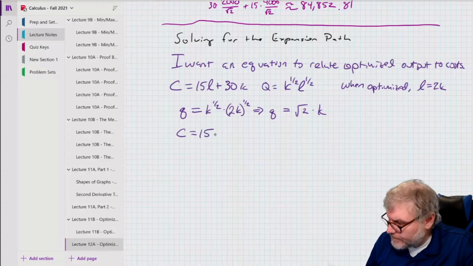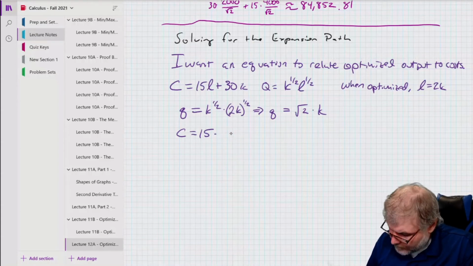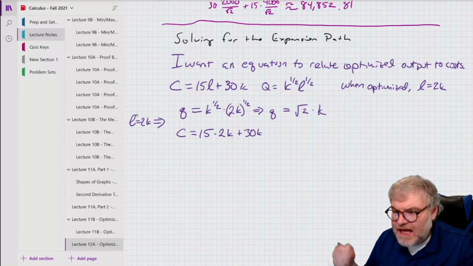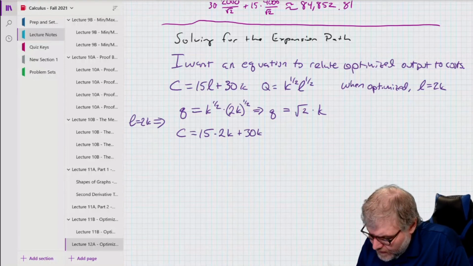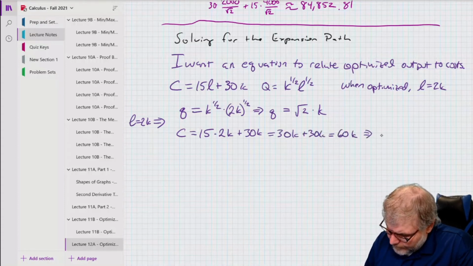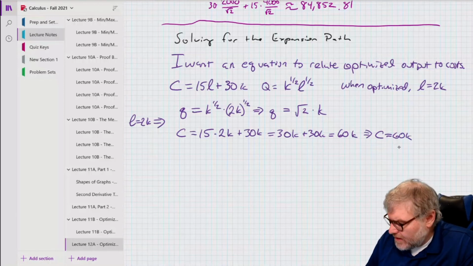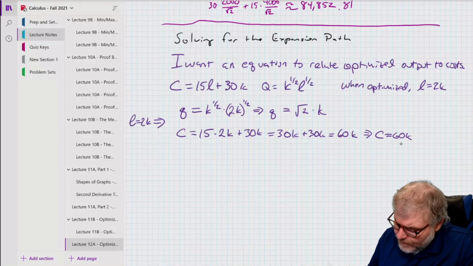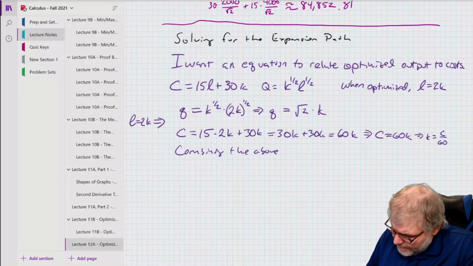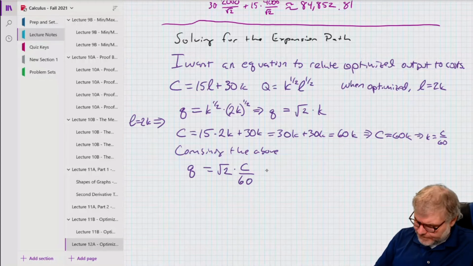Likewise, C, I'm going to take L here and I'm going to sub it in here. So this L equals 2K implies both of these things. So I just took 2K and I sub it in for L up here. Okay, so I know that my cost is going to be 60K. Now I'm going to take this information, I'm going to plug it in here. So I take Q, and that is my expansion path.